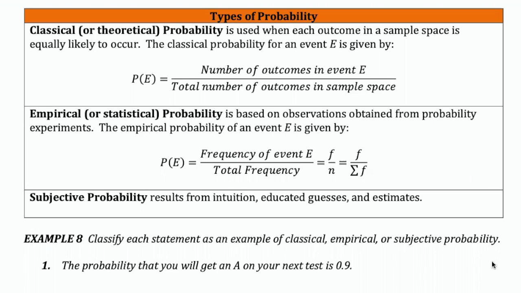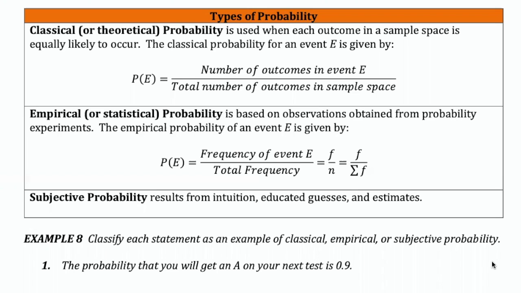The empirical or statistical probability is based on doing actual experiments. So I tend to remember empirical is sort of experimental. The empirical probability is given by actually performing the experiment and looking at the frequency of the event you're interested in and dividing it by the total frequency. And I've also written that in two different ways symbolically.